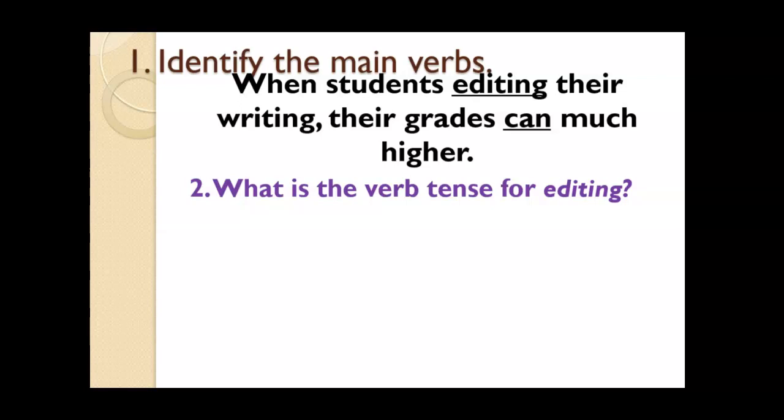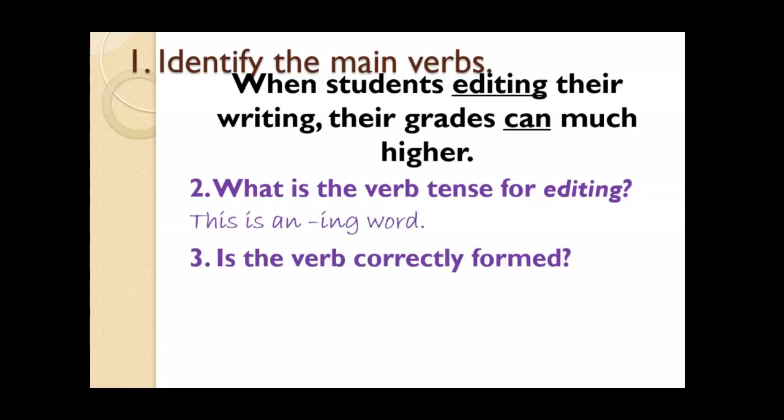The first question is, what is the verb tense of the verb editing? Of course, this verb actually is just an ing word by itself. So when we ask ourselves the next question, is the verb correctly formed? It's not correctly formed. We're not able to have a verb with ing by itself as the main verb of a sentence. We could have it with a be verb, but that would be either past progressive or present progressive, which talks about things that are happening right now. And that's not what we need for this situation. We just need a simple present verb. So in this case, we need to remove the ing and make a simple present verb.